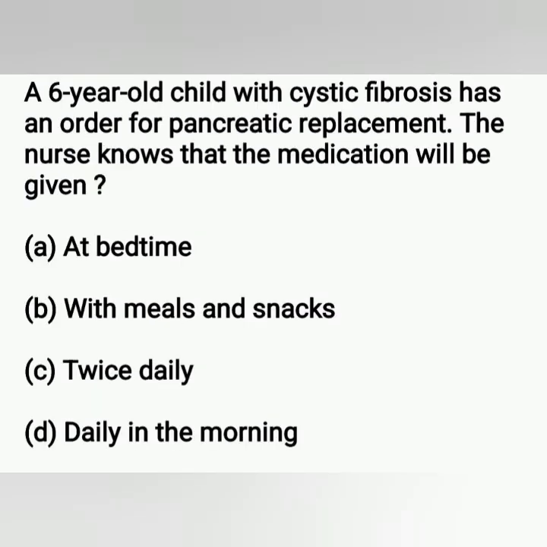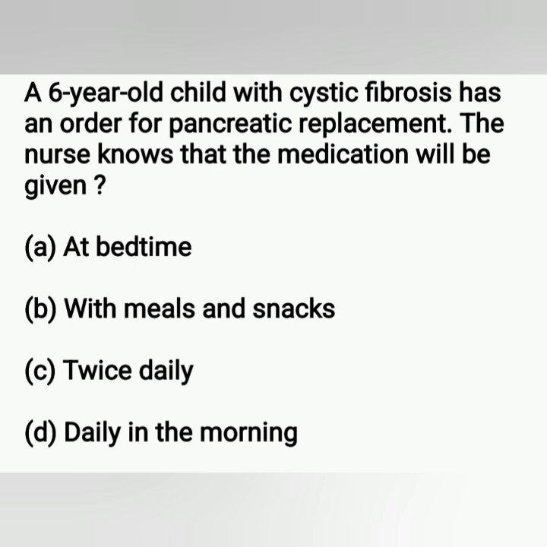And the next question: a 6-year-old child with cystic fibrosis has an order for pancreatic replacement. The nurse knows that the medication will be given when? Options. Option A, at bedtime. Option B, with meals and snacks. Option C, twice daily. Option D, daily in the morning.